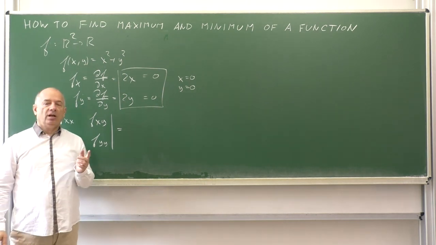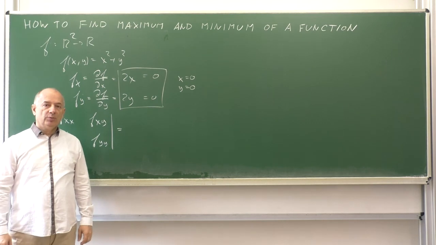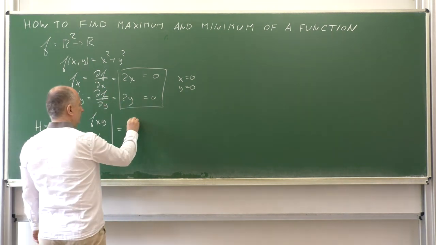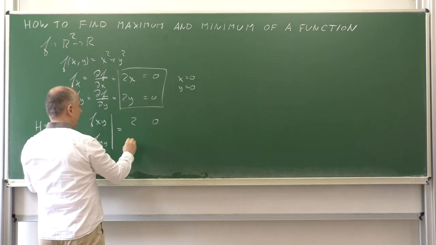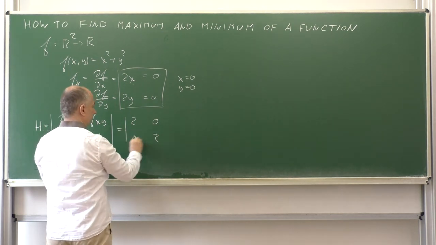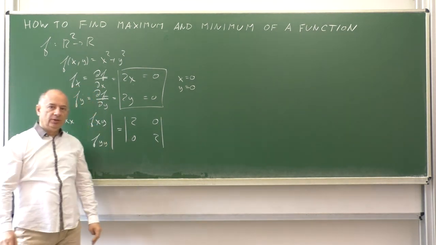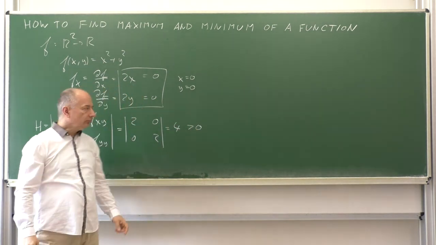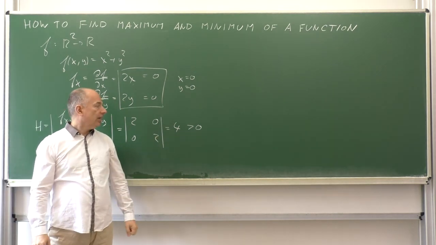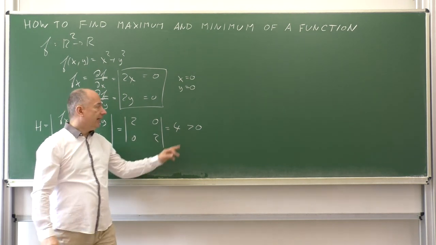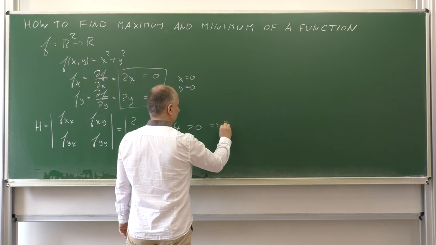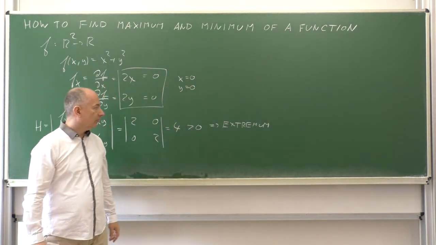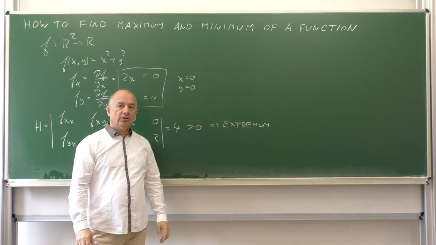If the second order derivatives are continuous, then these two mixed derivatives must be equal. In this case, fxx is the derivative of 2x, which is 2, fxy is 0, fyx is 0, and fyy is 2. We compute the determinant of this matrix, which is 4, and it turns out this is positive. If the determinant of this matrix is positive, that means there is an extremum, a minimum or a maximum. But we don't know yet which one of these is the case.